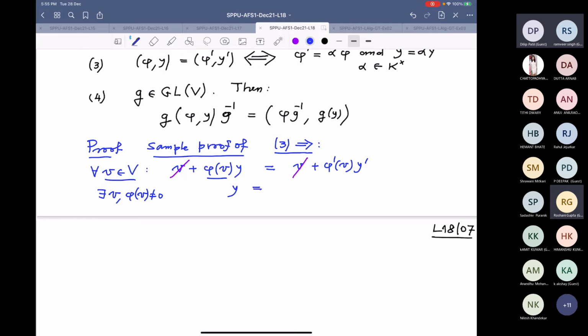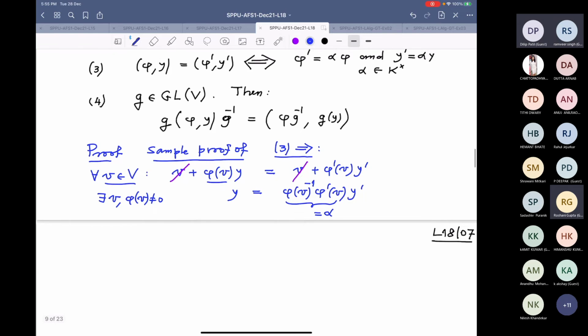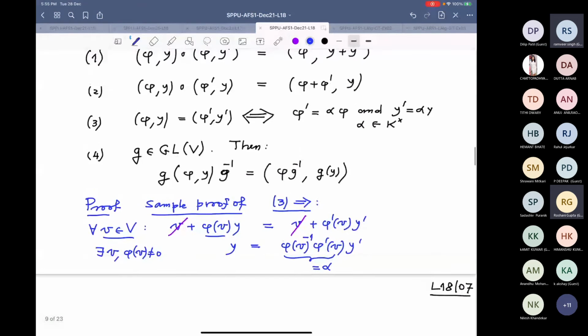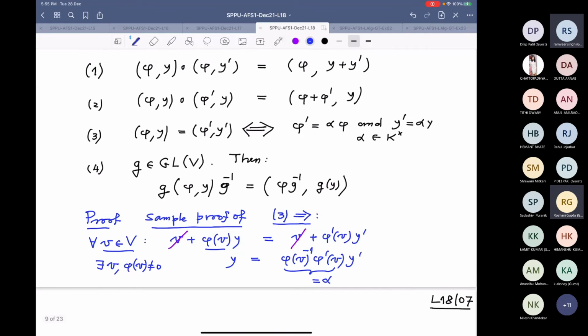So I'll get y equal to phi V inverse times phi prime V times y prime. This is a scalar, remember, it's not a vector. And this is the scalar I got, alpha. So therefore, I got y prime equal to alpha y. Alpha is non-zero, so I will have to shift it to the other side. All right, that is my alpha.